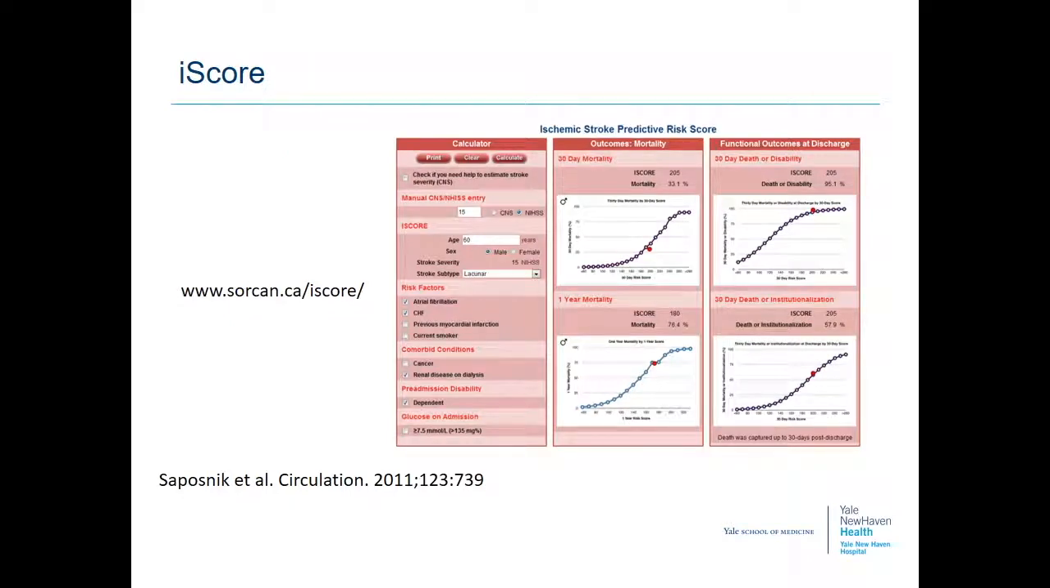Just as an example of what these clinical grading scales might look like, I'm showing you a screenshot of the I-score. The authors of this particular score have created an online calculator where one can go type in their different patient characteristics, and one can see in graphical display a number of the different outcomes, including mortality and functional outcomes that are available.